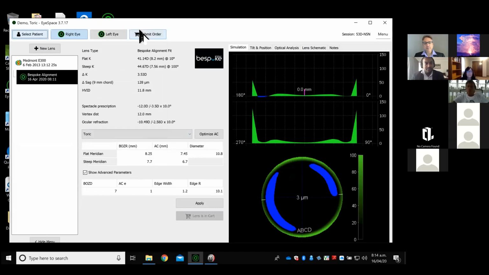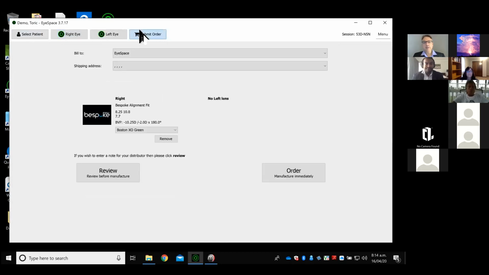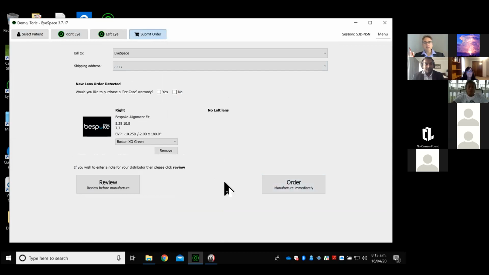So this is the easiest way, as you can see, to do a bitoric lens. It didn't take too much effort. All you needed to do was make sure the tilt is correct and the back optic zone radius is optimized. You click the optimize button towards the end, and once you're happy with the simulation, you add it to cart. The software calculates the back vertex power. If your residual astigmatism is within acceptable means, you will then go ahead and order that lens.